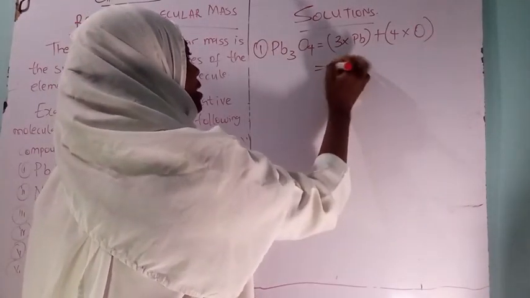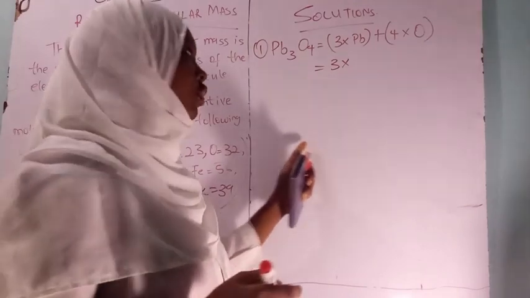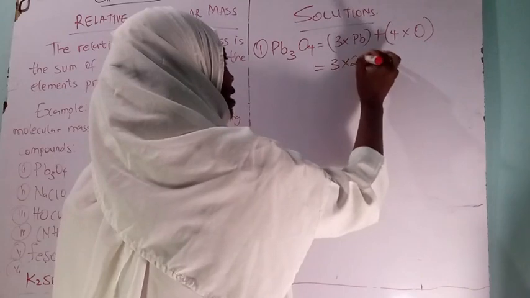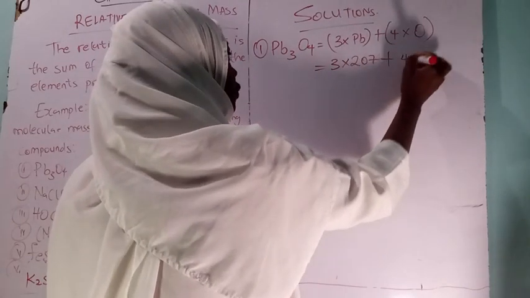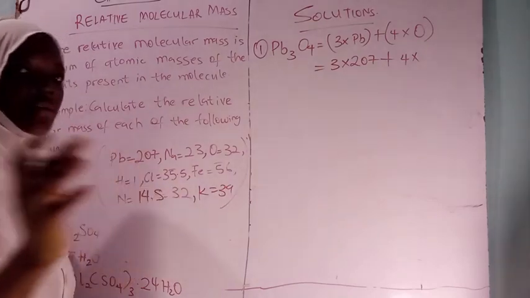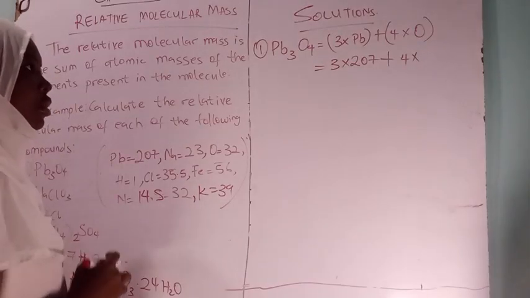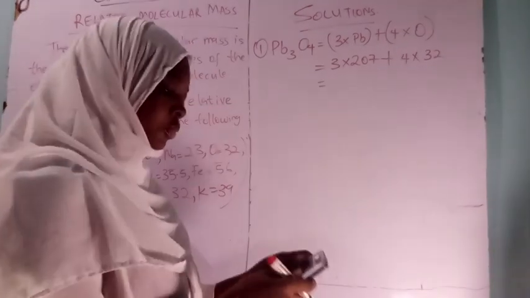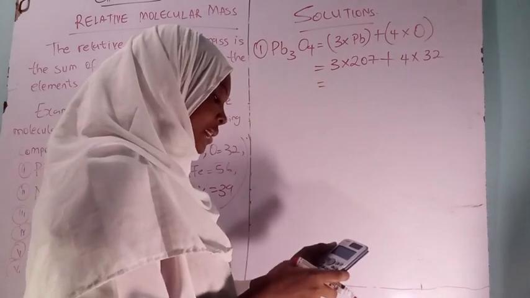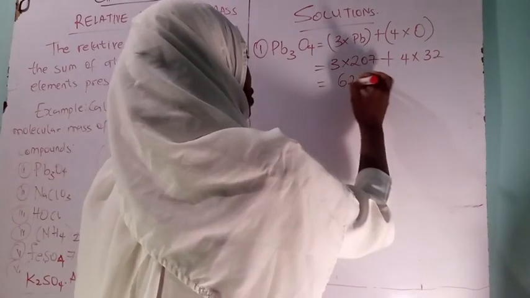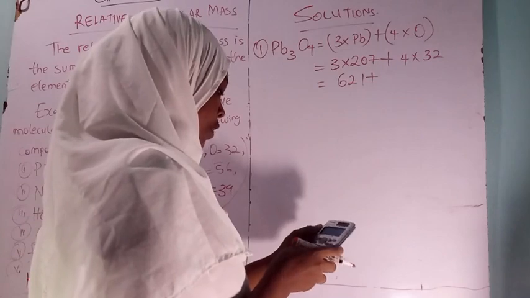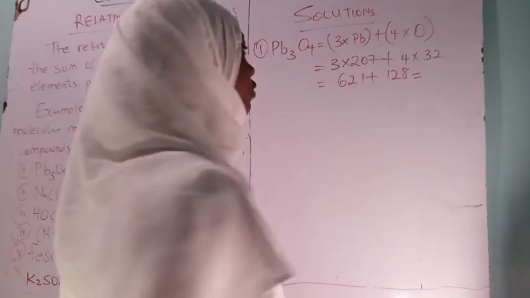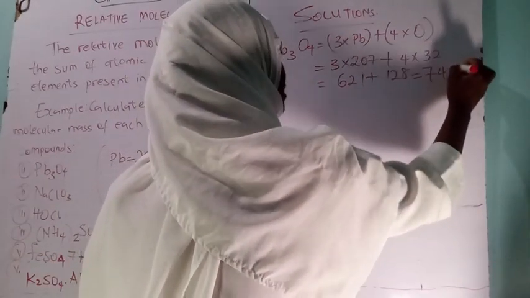Then we have 3 times, what's the atomic mass of lead? The atomic mass of lead is 207. So that is 3 times 207 plus 4 times, what's the relative atomic mass of oxygen? 32. That's 4 times 32. That gives us what? 3 times 207 is 621 plus 4 times 32, 128, give us the total of 749.